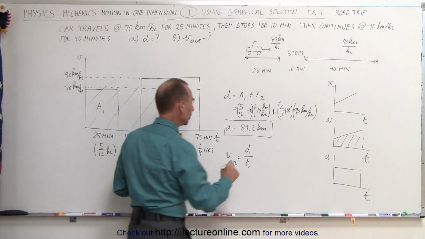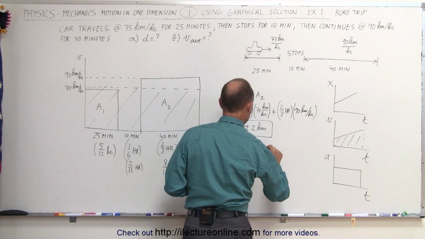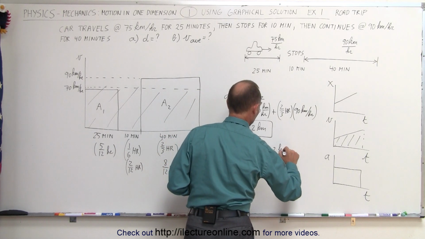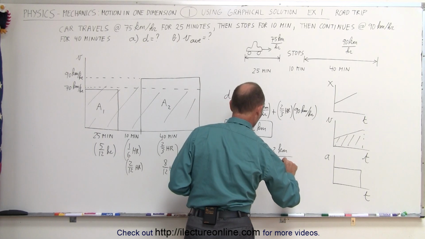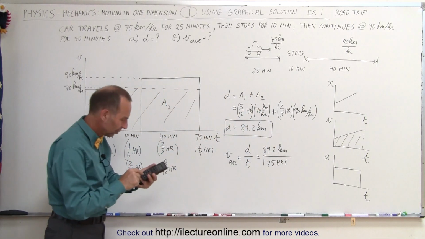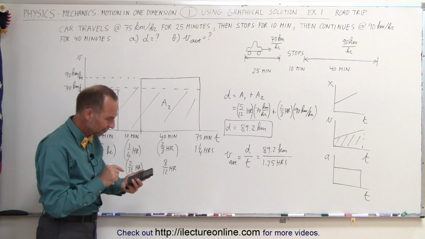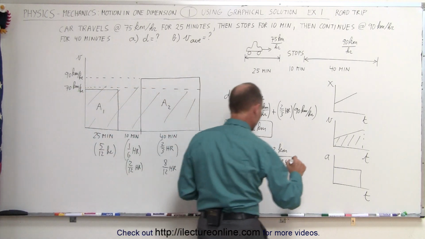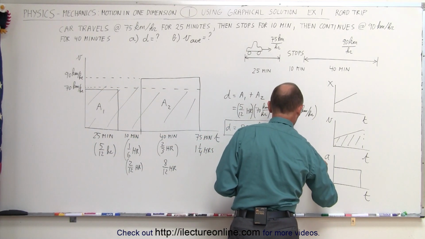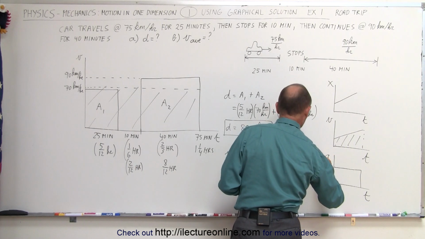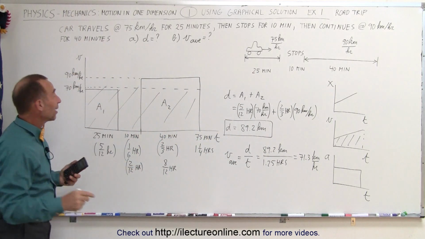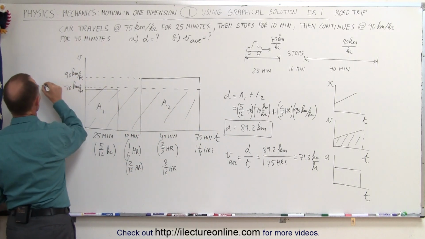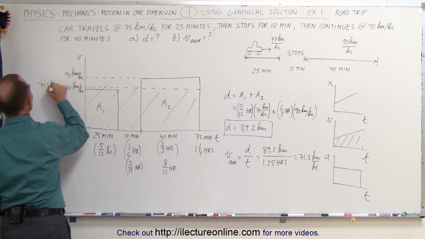What would be the average velocity? So what we can do then is, this is equal to a total distance of 89.2 kilometers divided by a total of 1.25 hours. So we take that answer, divide by 1.25, and we get 71.33, that would be kilometers per hour. Which is, wow, I was almost right on with my dashed line. That would be right here. That would be 71.3 kilometers per hour.